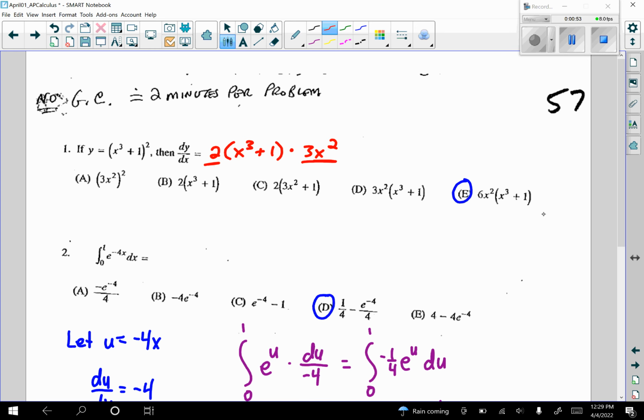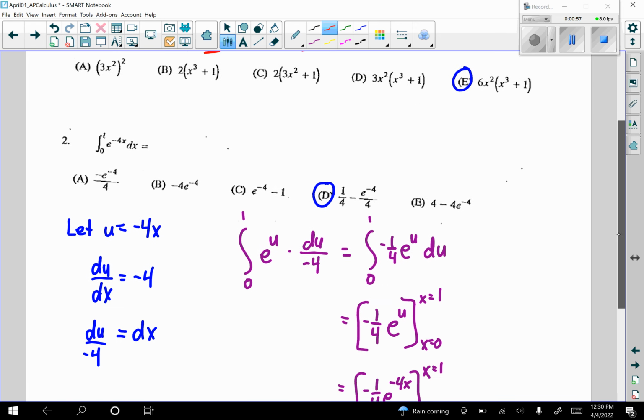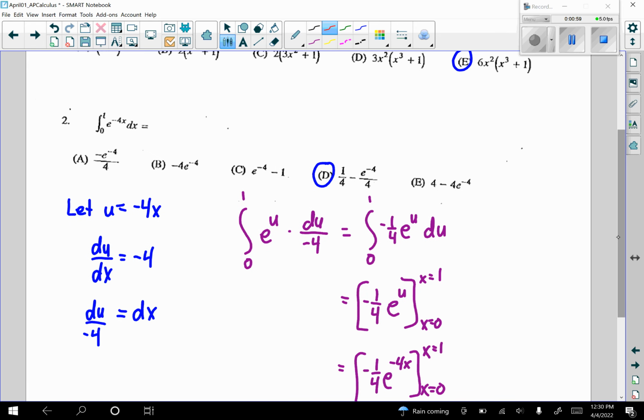Now for number 2, if you needed to use u substitution, you could follow along below. So we're going to go ahead and let u equal negative 4x, then du over dx would equal negative 4, and then switching this around, dx is equal to du over negative 4. So I'm still keeping this as x equals 0 to x equals 1, e to the u, and then times du over negative 4. We could pull that out or just leave it here. And again, these are just the x values.